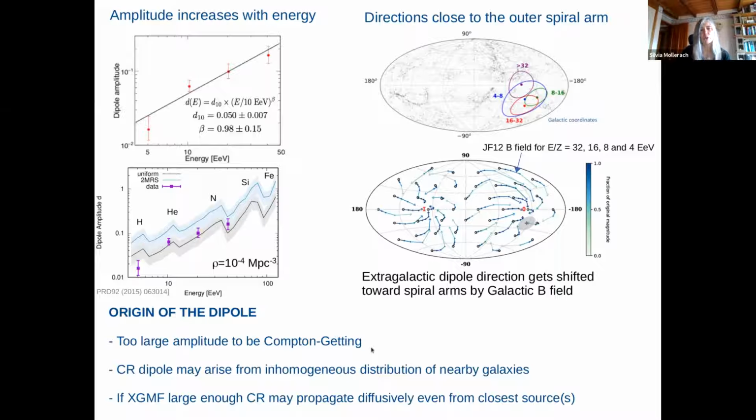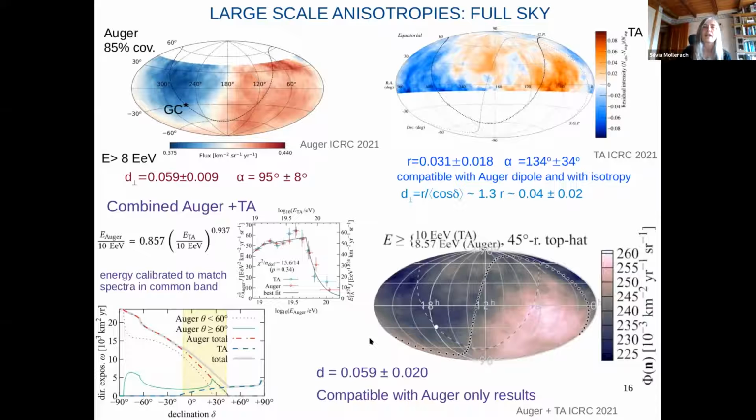So about the origin of the dipole, we know that it cannot come just from the Compton-Getting effect, that is the motion of the observer with respect to a frame where the cosmic rays are isotropic. This would be an order of magnitude smaller. It can arise from the inhomogeneous distribution of nearby galaxies, as in this model here. Also, diffusive propagation from the closest sources can give rise to this kind of anisotropy. So the question is still open.